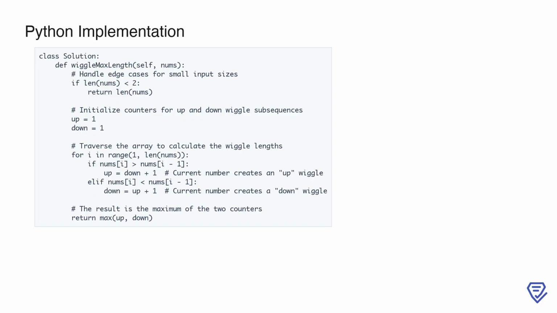If the current element is smaller than the previous one, it creates a downward wiggle. We update the down counter to up + 1 for similar reasons. Finally, the result is the maximum of the up and down counters, as the longest wiggle subsequence could end with either an upward or downward movement. This approach runs in O(n) time and uses O(1) space, making it highly efficient for this problem.